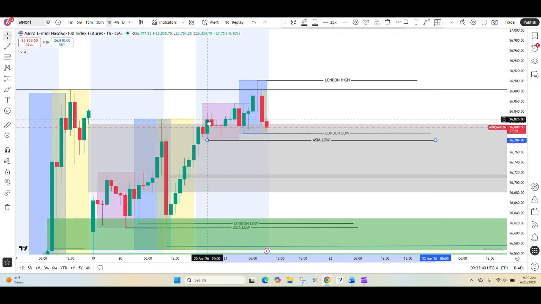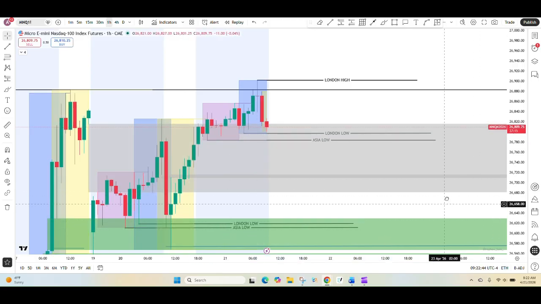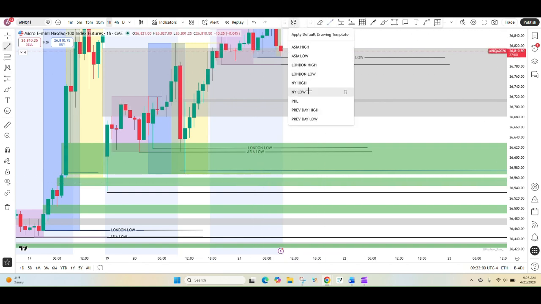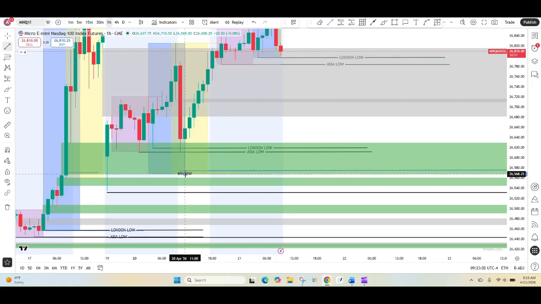New York high was already taken out. New York low is, where's New York low? Right here, New York low. Mark that out, New York low. It's right next to another key level I previously drew, so I probably will get rid of that one, the blue one. New York low.